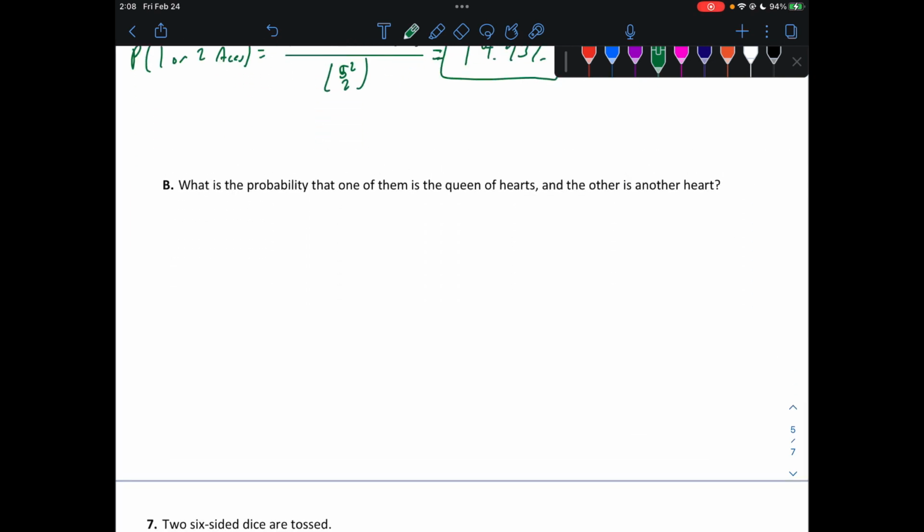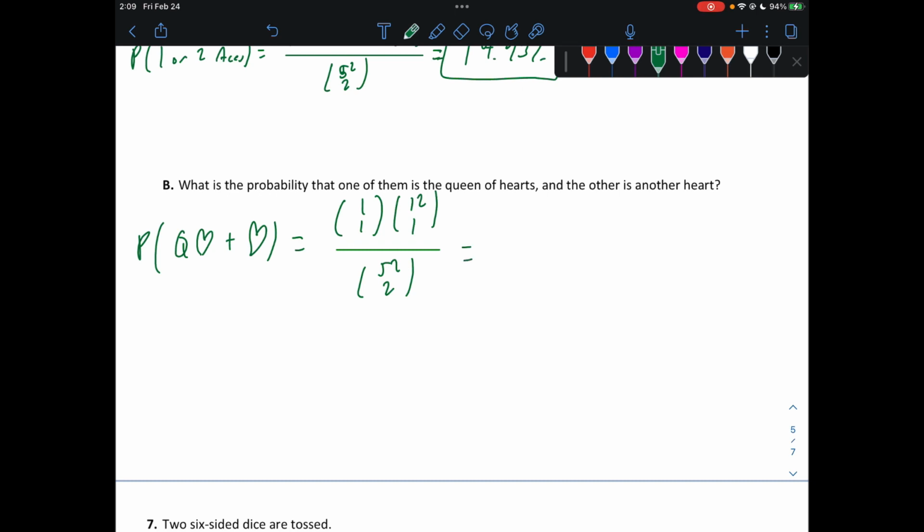Probability that 1 is the queen of hearts and the other is another heart. All right, so probability of the queen of hearts plus another heart. Okay, the probability that we get the queen of hearts would just be 1 choose 1, because there's only 1 of those. And then the probability that we choose another heart would be, there's 12 left, choose 1 of those. Multiplying because it's and our sample space is still 52, and we're choosing 2. So we get that, and we should be getting 0.90%, less than 1% chance of that happening.